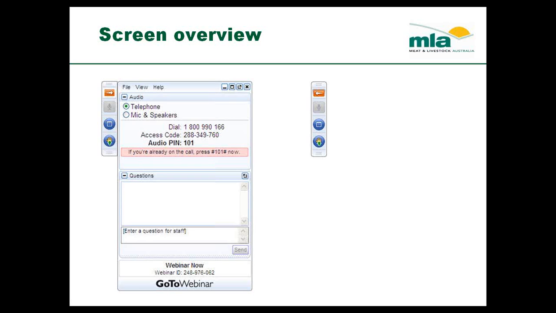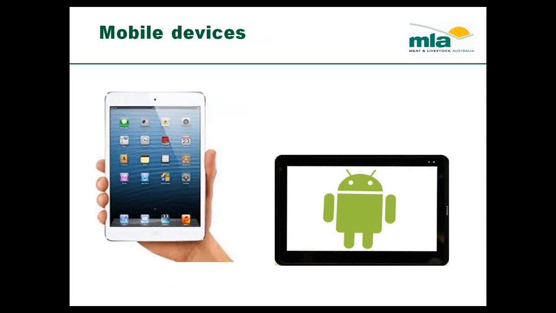Here's an image of the GoToWebinar floating control panel. Now, it's fully expanded when you first join, but the clever little thing hides itself after a couple of minutes so that you can better concentrate on the presentation. Now, if that happens, all you need to do is just click on the little orange arrow at the top there, and it'll expand back again so you can see all the panels.